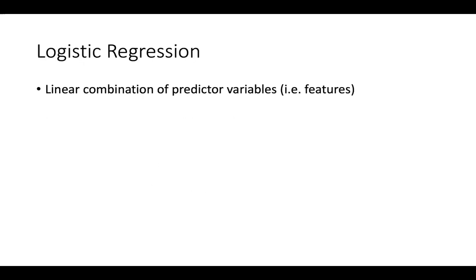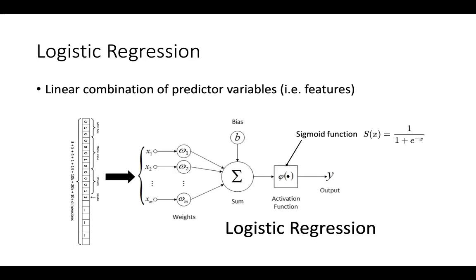So we'll first look at the linear models, or logistic regression, to be concrete. A logistic regression model uses a linear combination of predictor variables, or semantically the same, features. So, a linear combination of features. If you remember this diagram from maybe three or four weeks ago, logistic regression is just a single neuron with a sigmoid function used as the activation function. So that's logistic regression.